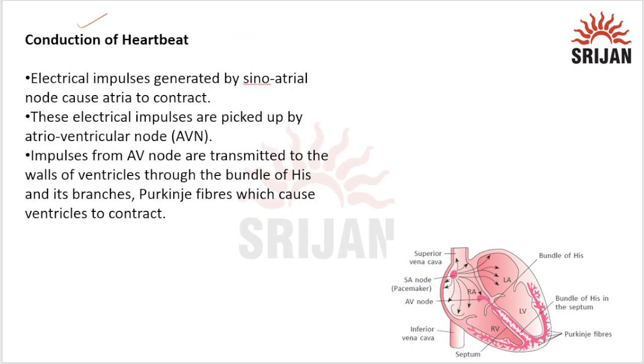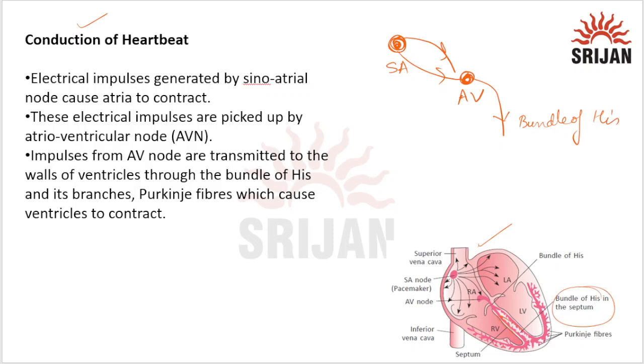Now comes the conduction of the heartbeat. As I have already told you, here it is the SA node, here it is the AV node. Right? This is the rough diagram. I will explain to you in the fair diagram also. The SA node will send the signal to the AV node. This AV node will pass the signal to the bundle of His. That bundle of His is located in the septum, as you can see in this diagram.